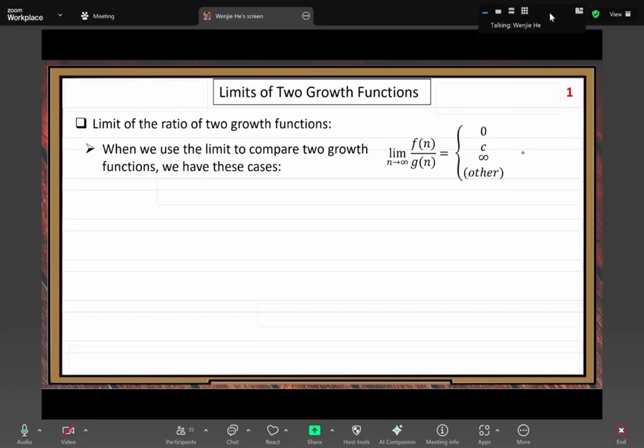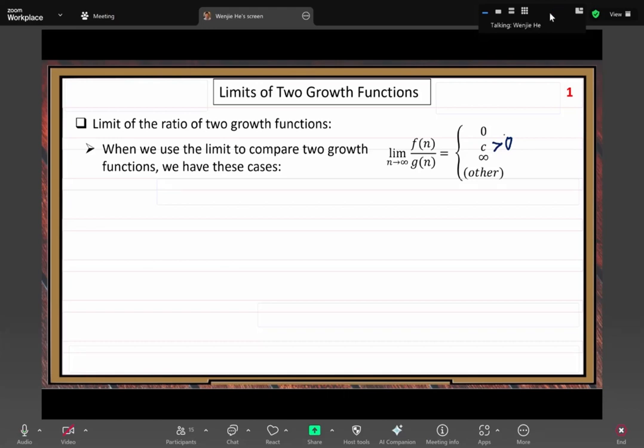The first one, the limit equals 0. Second, C. In our algorithms context, C should be a positive constant, because our f function and g function both come from our efficiency functions, and we use counting numbers. We count the number of basic operations, so their values must be positive. So the ratio of two positive functions, C must be a positive constant.